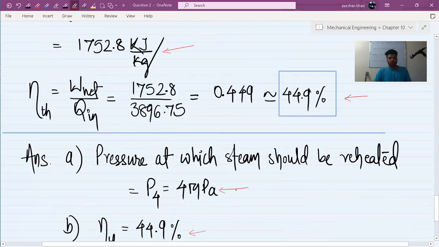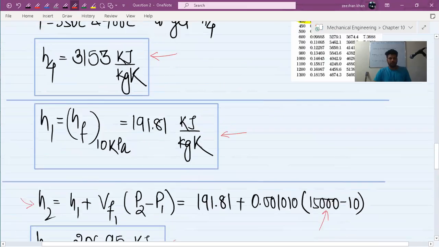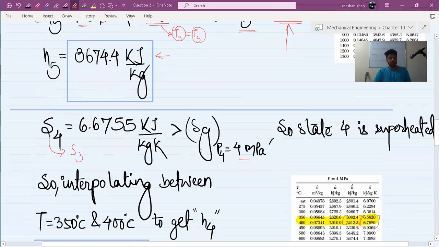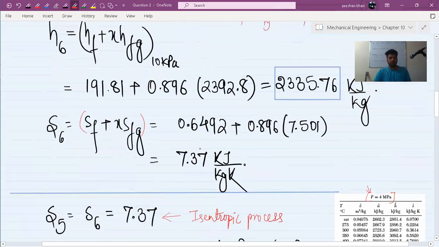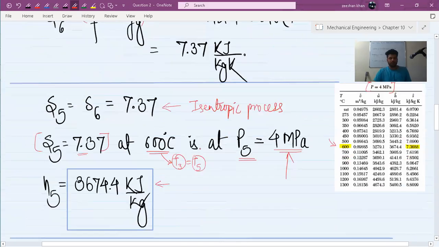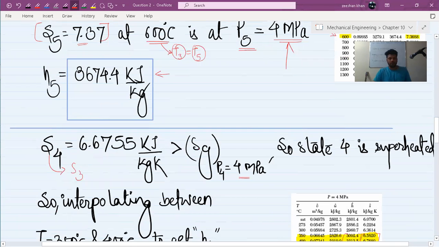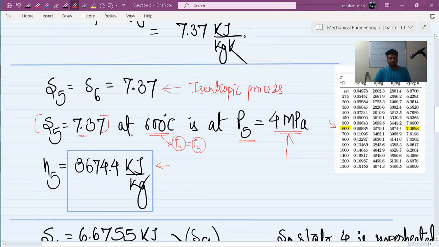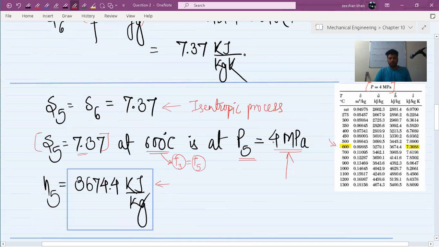Pressure being equal to 4 megapascals, I'll say that again. Why is the pressure equal to 4 megapascals? The reason why pressure was equal to 4 megapascals is because I had to look in the table for a pressure at which entropy has this value when the temperature is 600 degrees centigrade.